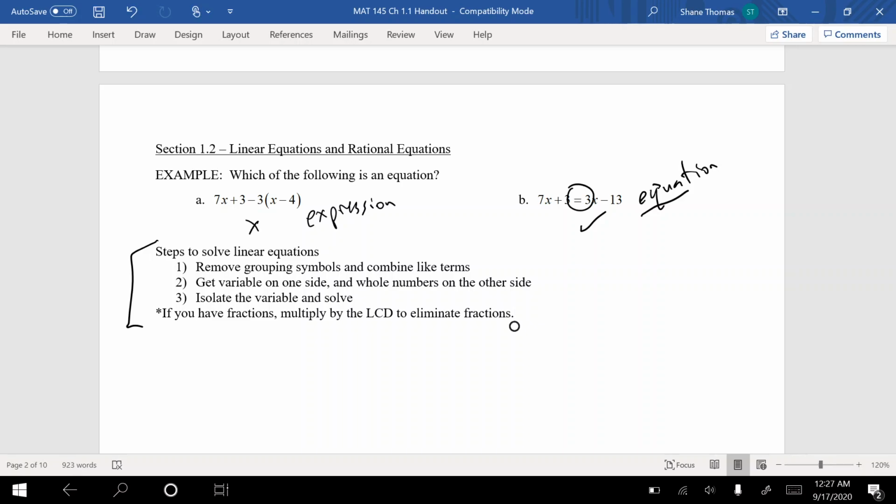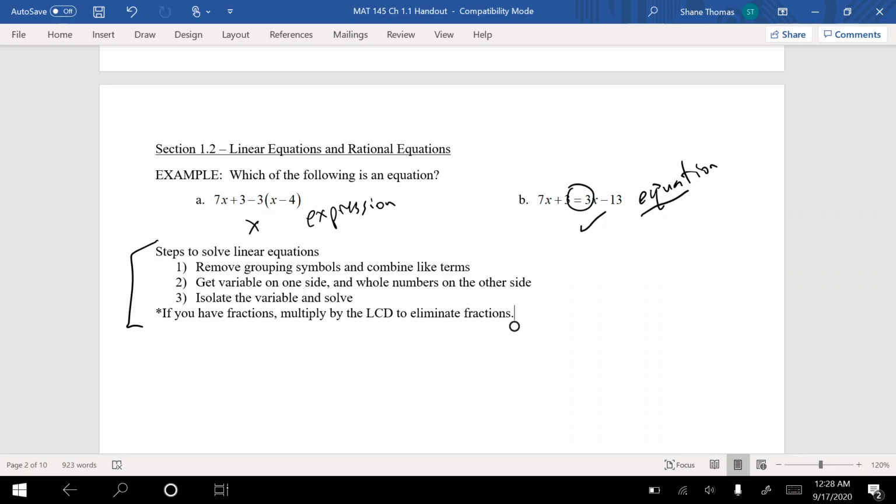Step 1, you want to remove your grouping symbols and combine like terms. So if you have parentheses or something like that, use your distributive property, whatever you might need, and combine like terms on each side. Number 2, get the variable on one side and all whole numbers on the other side. It doesn't matter whether it's to the left or to the right. Just get all your x's or y's, whatever your variable is, on one side, and all the whole numbers on the other.